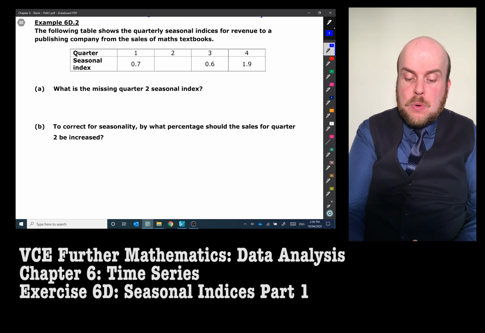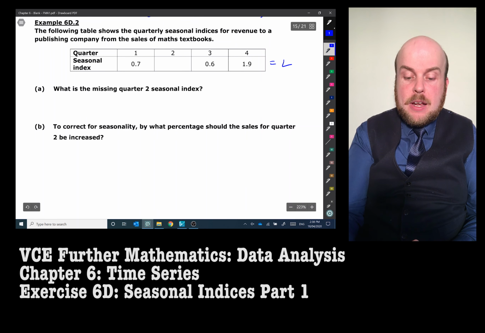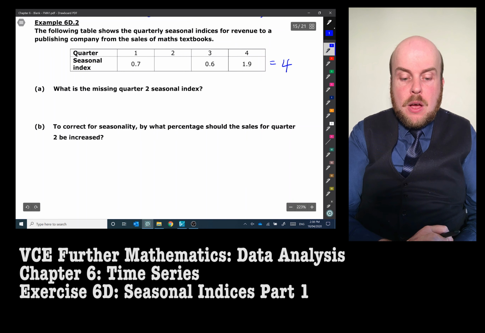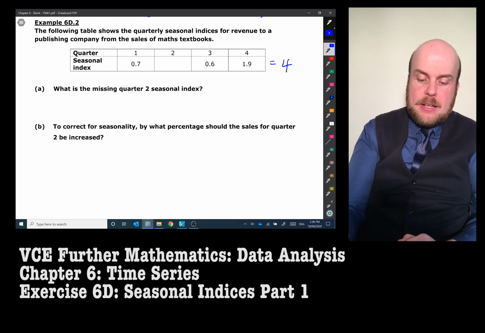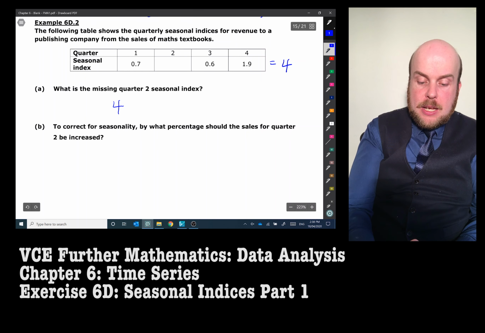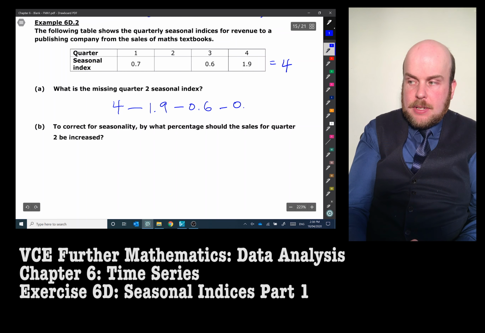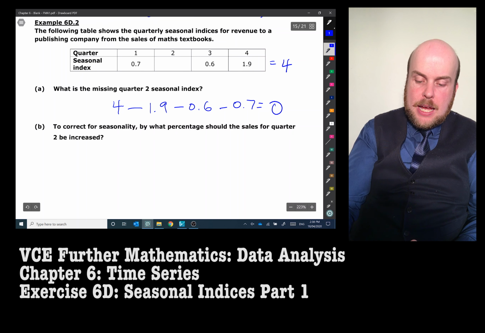Well, these all have to add up to 4, because that's the total number of seasons. We've got 4 quarters, there are 4 seasons in the year. So to get that missing figure, I'll need to do 4, take away 1.9, take away 0.6, take away 0.7. And so that will equal 0.8.